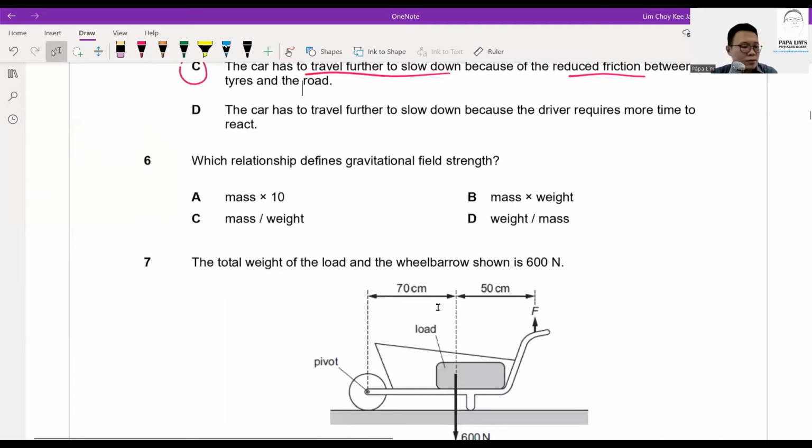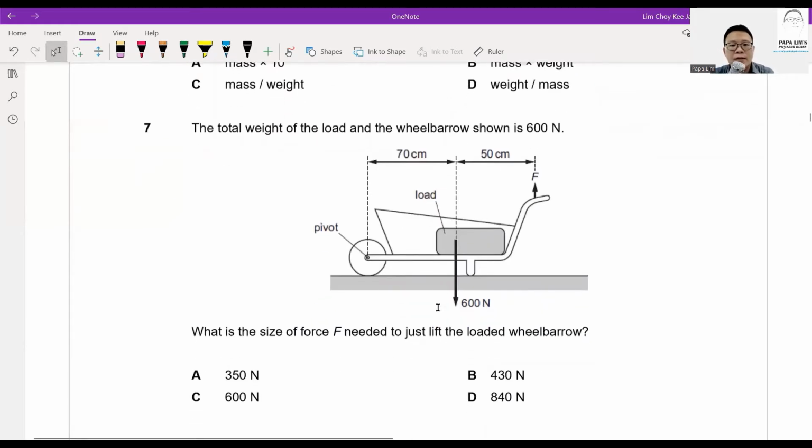Now, number 6 is quite easy. I will skip that. It's the typical formula of weight equals mg. Now, for number 7, again, it's a classic example of the principle of moments. When we talk about the size of the pivot that's needed, and the question mentions a pivot, we are looking at a turning effect question. So for the force of 600 Newton, the perpendicular distance I'm looking at is from the pivot to the force, which is 70 cm. So for 600 Newton, it will be a clockwise moment. The perpendicular distance will be 70 cm, force will be 600 Newton.